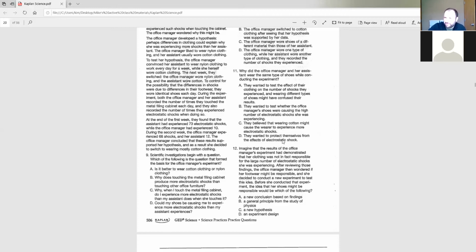No, they were purposefully shocking themselves, essentially, right, for an experiment. So really, the only one that makes sense is A, right? That's why they wore the same shoes. They wore the same shoes because if they wore different shoes, then they could say that maybe the different shoe was impacting the electrostatic shocks and not the clothing, but they were testing the clothing, right? So they wanted to make sure they isolated the variable that was being tested.